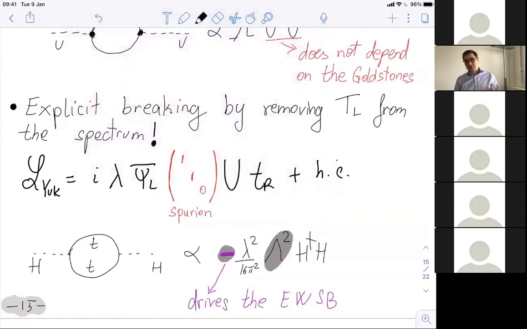So if this contribution is the dominant one, you sum up this one with the gauge one, etc., then if the mass term of the Higgs is negative, you will get the potential of the correct form. You will get a Mexican hat, and then there would be electroweak symmetry breaking.